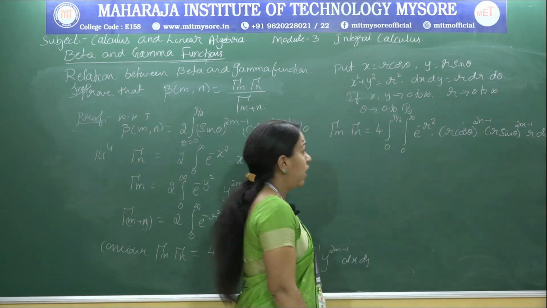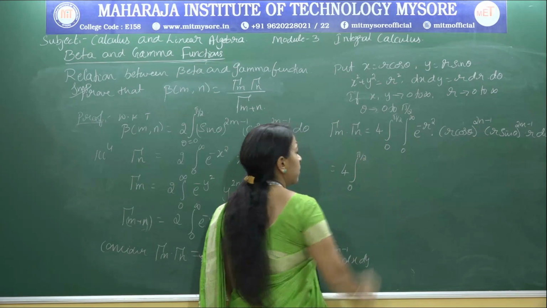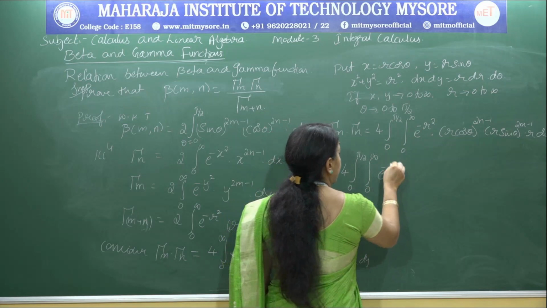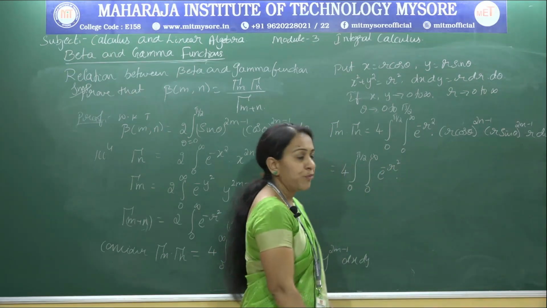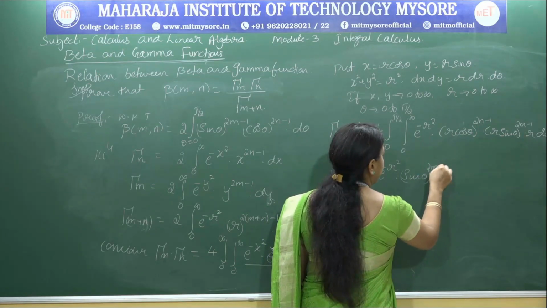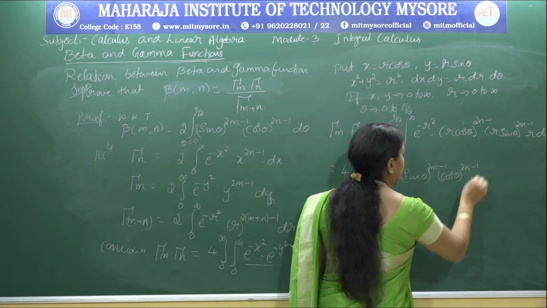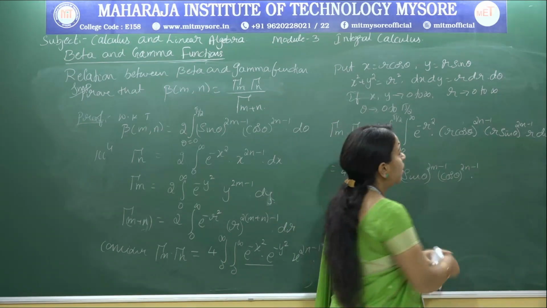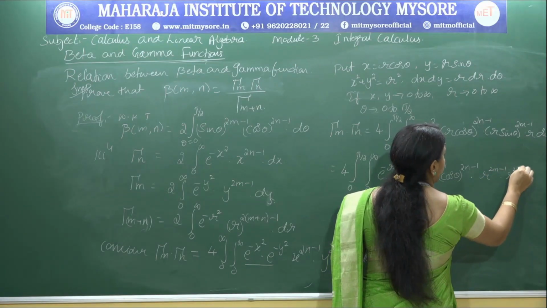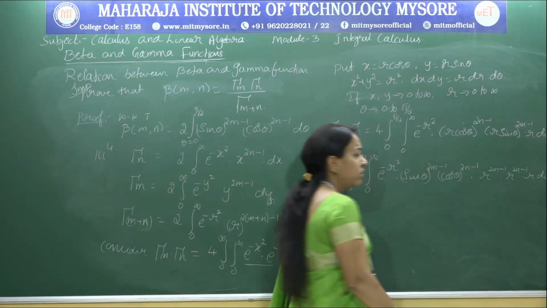Now simplify the powers of r, that is 4 times integral 0 to pi by 2 integral 0 to infinity e power minus r square into, I write for sin theta to the power of 2m minus 1 into cos theta to the power of 2n minus 1 into, we have r powers, right, r to the power of 2m minus 1 into r power 2n minus 1 into r dr d theta, right?